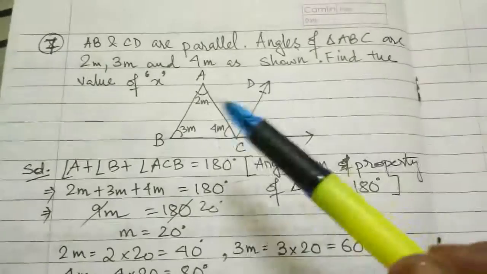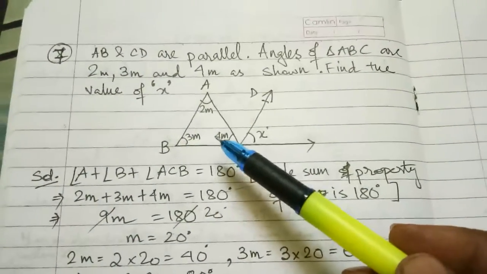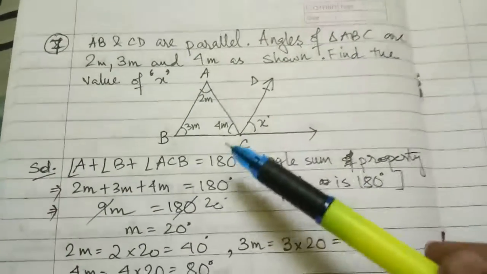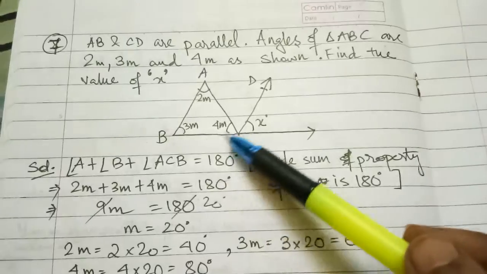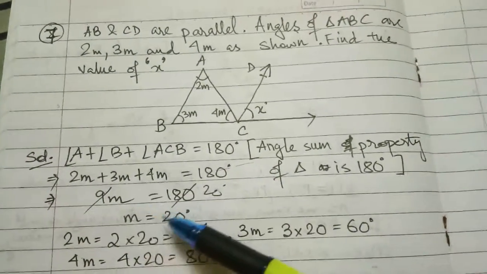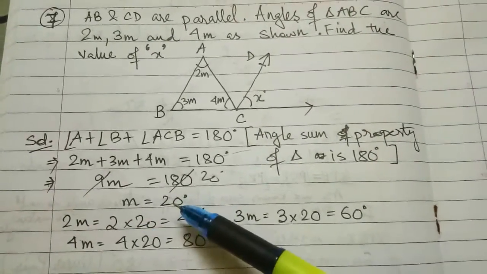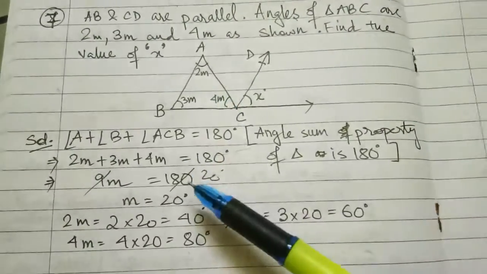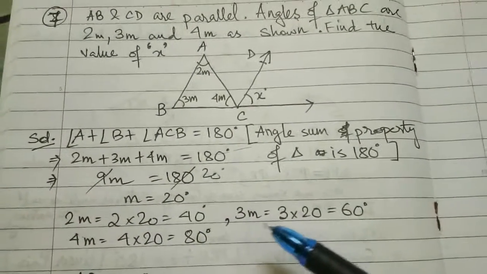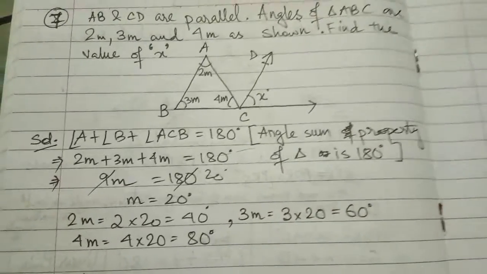In this triangle ABC, first we have to find the value of each of these angles. We know the angle sum property of a triangle is 180 degrees. If I add up all these angles, it will be 180 degrees. So we have got m equals 20 degrees. Then each angle we can find. If m is 20, then 2m equals 40 degrees, 3m equals 3 into 20, that is 60 degrees, and 4m equals 80 degrees.